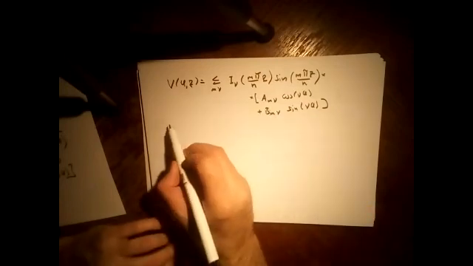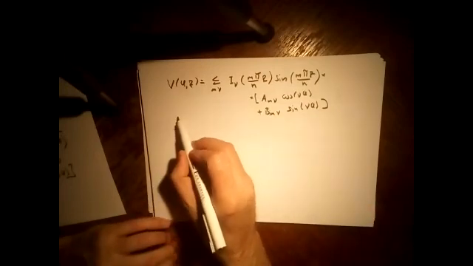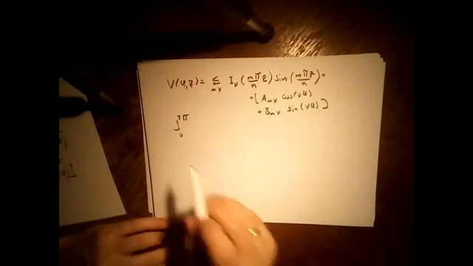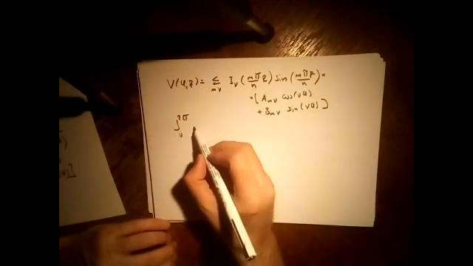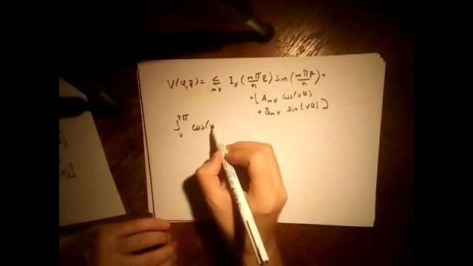The first thing we're going to do is to integrate both sides of this equation against some cosine function.